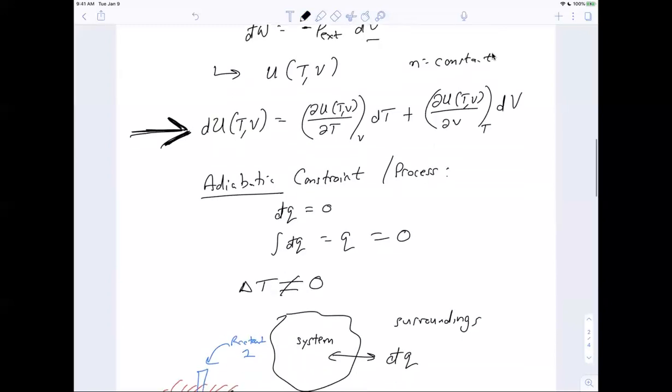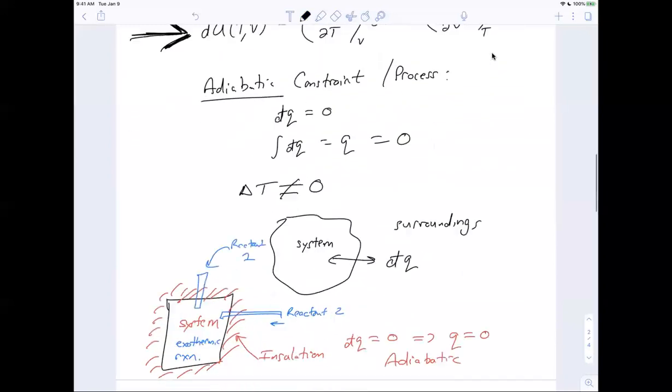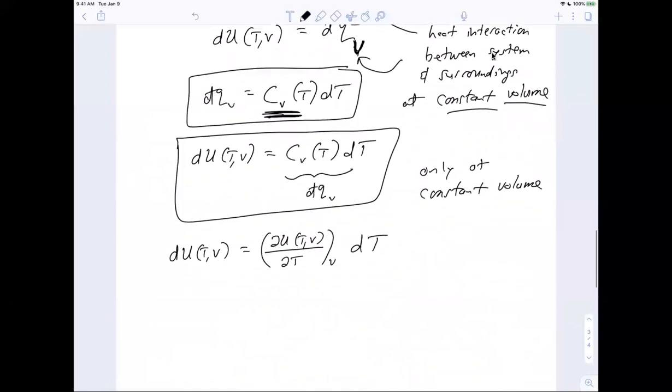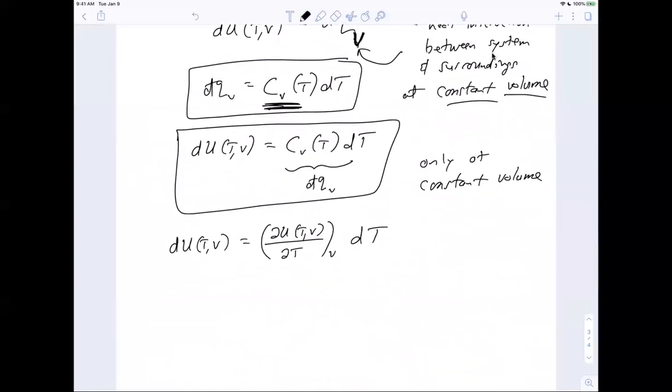So let's go back. We know that we don't have to worry about the dV term. So we can write here for dU, partial of U with respect to temperature at constant V times dT. And when we compare these two expressions, we actually get something very insightful about what C_V, the heat capacity at constant volume, is, defined in a very fundamental way. So now this is the most fundamental way to define C sub V.